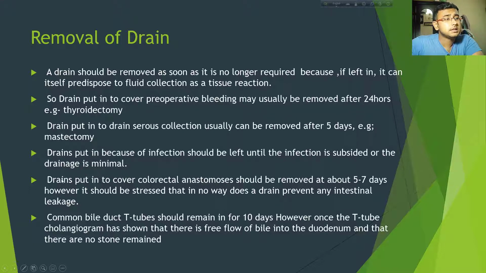is minimal. Drains put in to cover colorectal anastomosis should be removed at about 5 to 7 days. However, it should be stressed that in no way does a drain prevent any intestinal leakage. Common bile duct T-tubes should remain in for 10 days. However, once the T-tube cholangiogram has shown that there is free flow of bile into the duodenum and that there are no stones remaining.